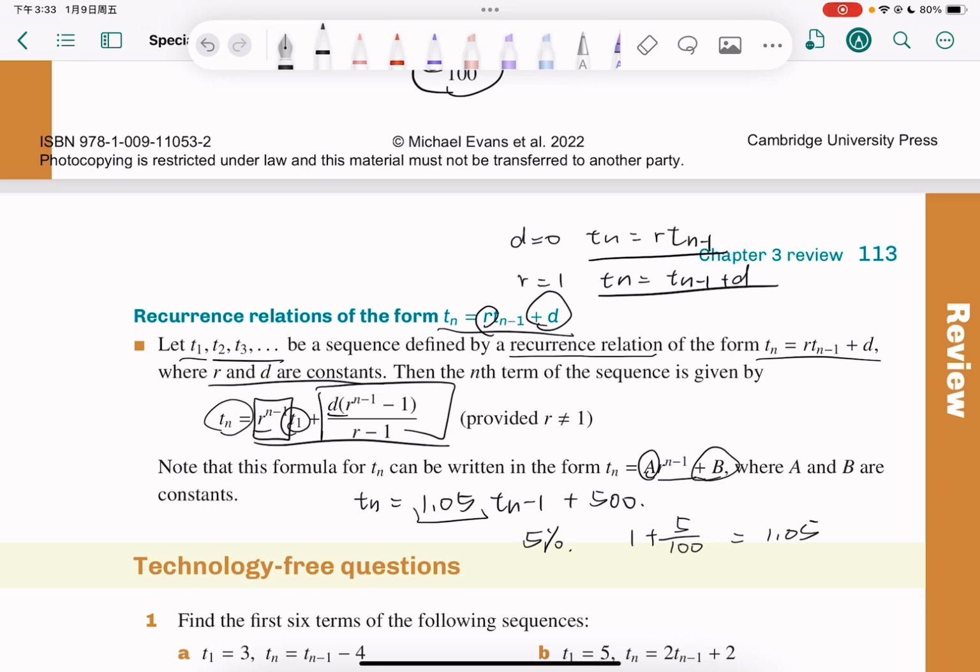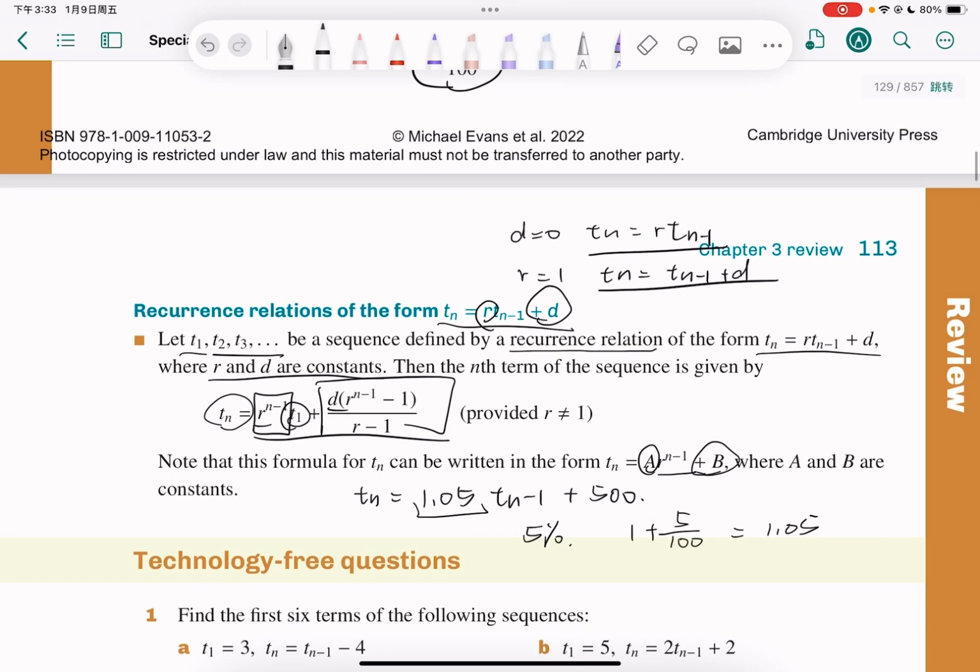This can also be applied to a population model, where R is the growth factor and D is, for example, the fixed migration per year. So you have plus how many people migrating per year, and R is the growth factor.